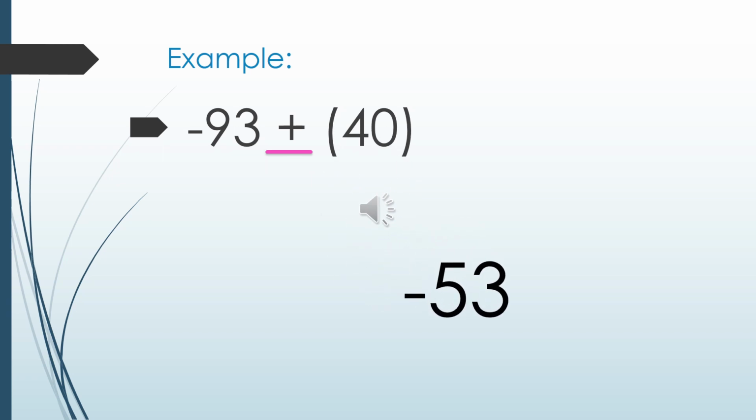This is another example of adding integers. But in this case, you have one positive number and one negative number. So you're going to subtract. 93 minus 40 gives me 53. And it's going to be negative because 93 is bigger than 40.